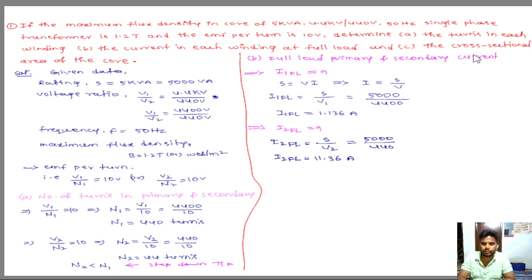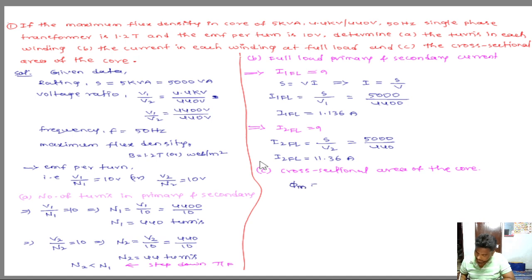What is the last bit? The cross-sectional area of the core. Generally, we denote cross-sectional area with A. To calculate it, there is a relation between maximum flux density, cross-sectional area, and the maximum flux available in the core.